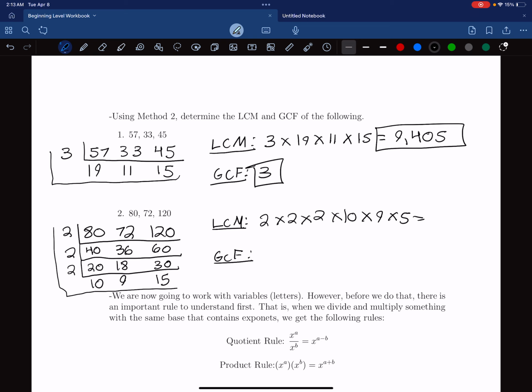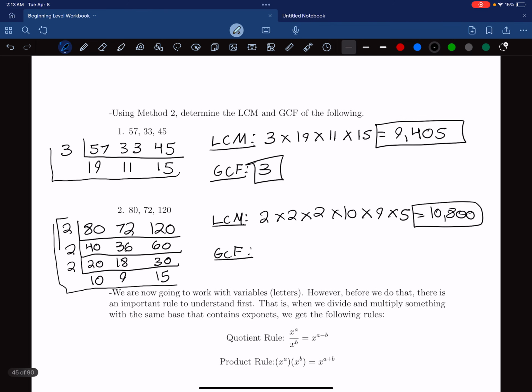So if you multiply all these numbers together, you should get 10,800. Yay! And then for our greatest common factor, we are going to take the product of all the numbers on the side. So our greatest common factor is just going to be 2 times 2 times 2. And 2 times 2 times 2 is 8.